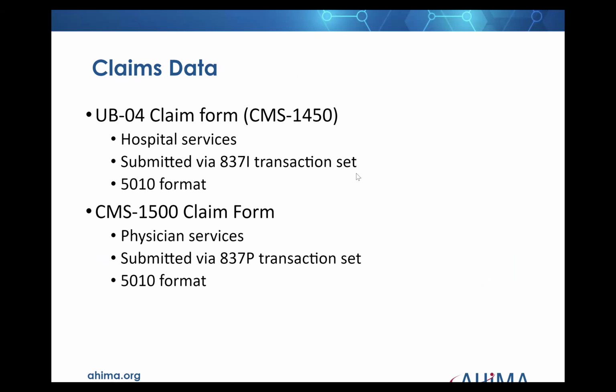With claims data, we think of 2 different types. There are paper versions of these you see in different textbooks, but the majority of these are electronic. These are the UB-04 claim form, also known as the CMS-1450, that we use for hospitals. And then we have the CMS-1500 form for physician services.